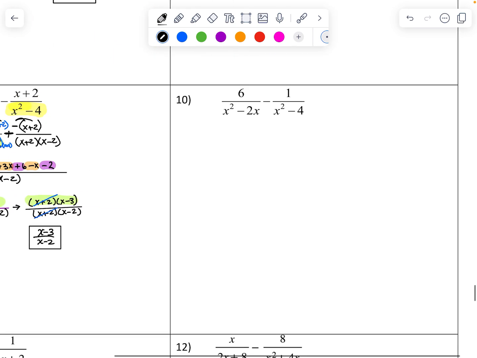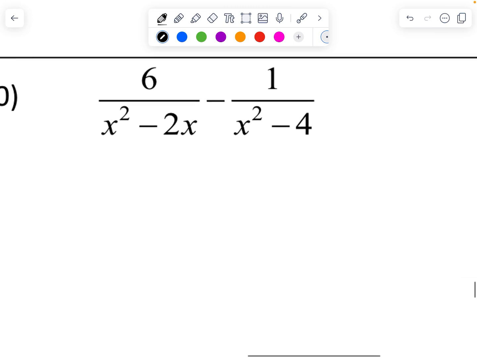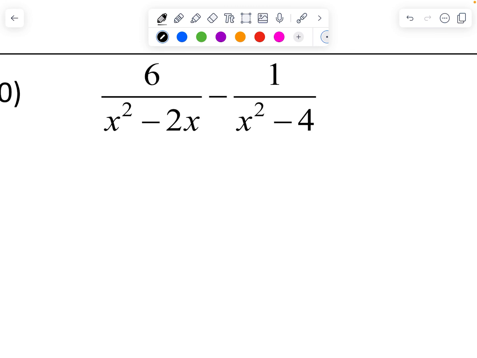All right, here we go. So we're going to factor first. Okay, so this factors. So we have 6 over x times x minus 2, greatest common factor.